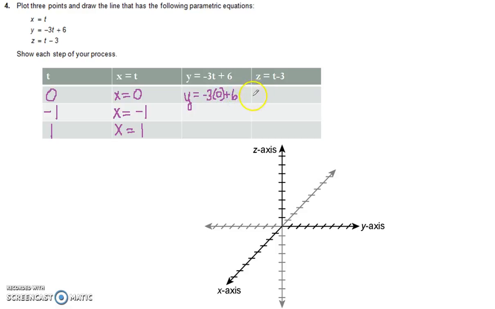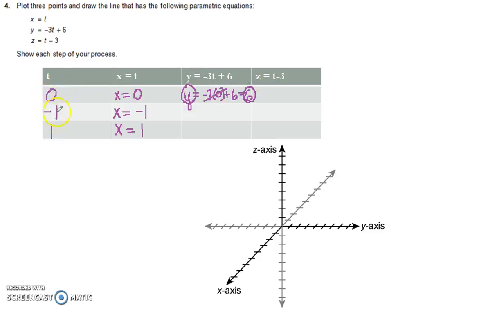I probably should have made that a little bit bigger so I can show my work, but remember, you want to use the order of operations to complete this part, so you would do this multiplication first, -3 times 0, which is 0, and 0 plus 6 is 6, so y ends up being 6. So y equals 6 if t is 0.